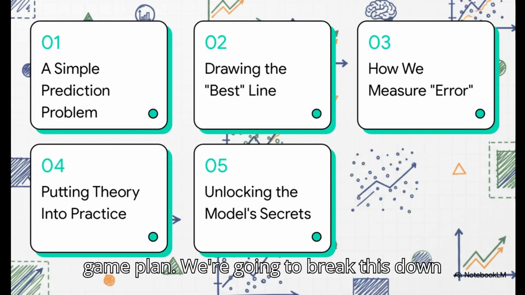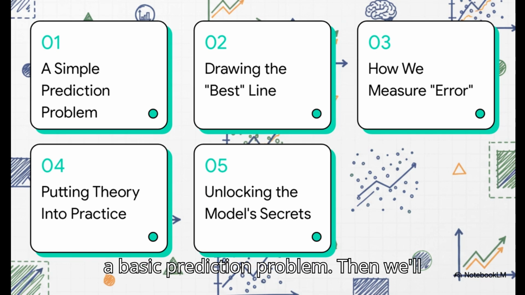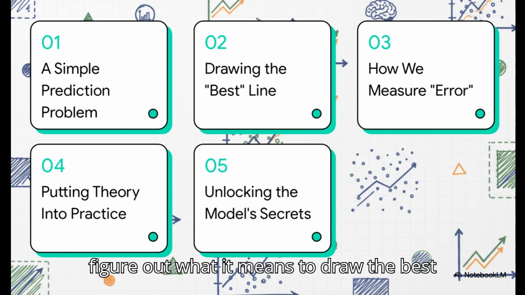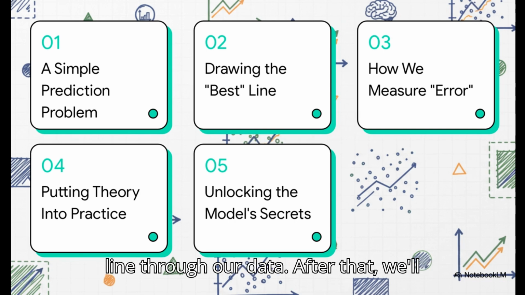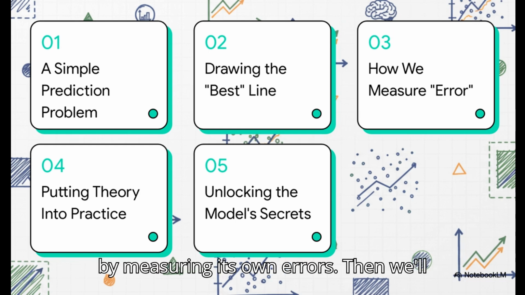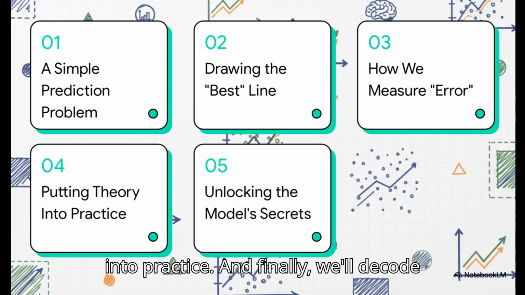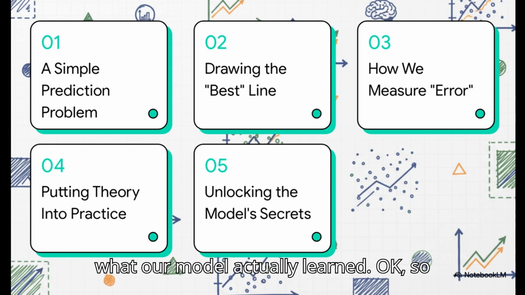So here's our game plan. We're going to break this down into 5 simple parts. We'll start with a basic prediction problem, then we'll figure out what it means to draw the best line through our data. After that, we'll see how a model even knows what best is by measuring its own errors. Then, we'll get our hands dirty and put the theory into practice. And finally, we'll decode what our model actually learned.